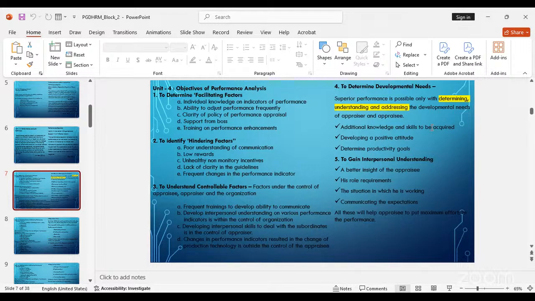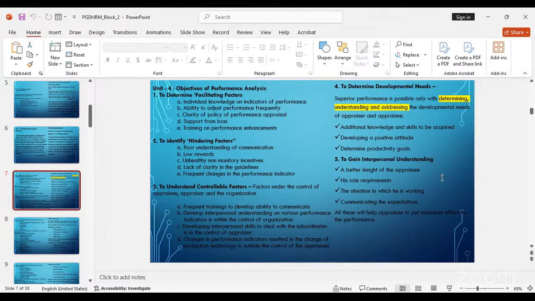Superior performance is possible only when we understand and address the development needs of both appraiser and appraisee. Here we need to look into the additional knowledge and skills to be acquired to achieve the objectives with a better performance. Developing a positive attitude, determining productivity goals. Another aspect is to gain interpersonal understanding.